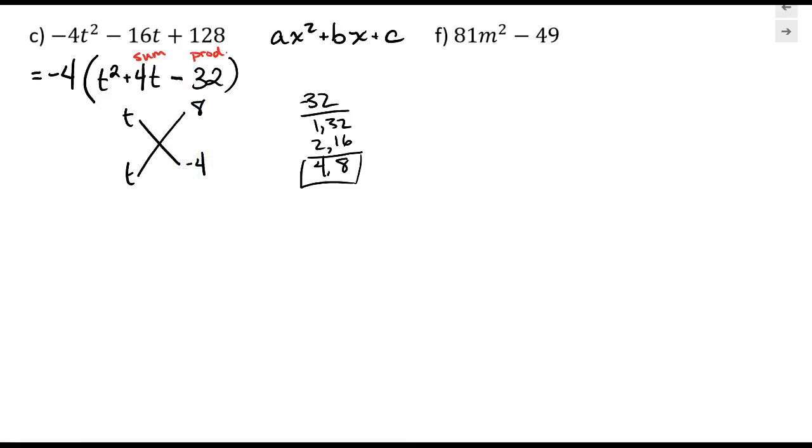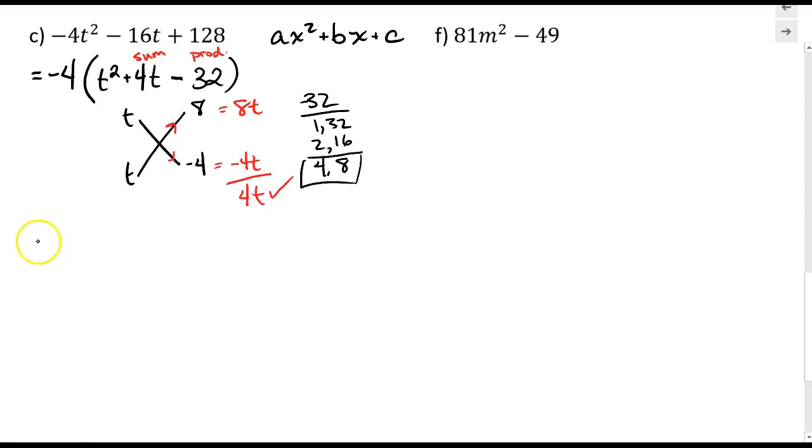So if I want to check that this is going to work, I multiply across and across. t times 8 is 8t. t times -4 is -4t. And if I sum those, then I get positive 4t, which is my middle term. And so I know that that has worked out as well.